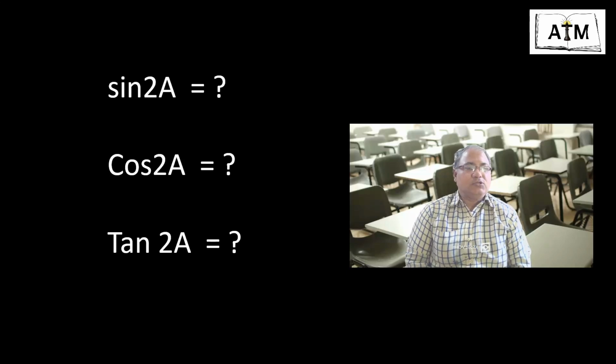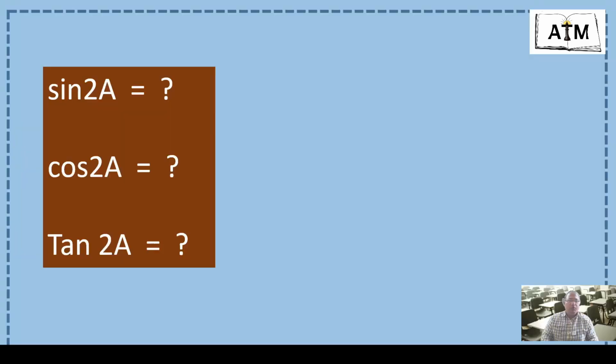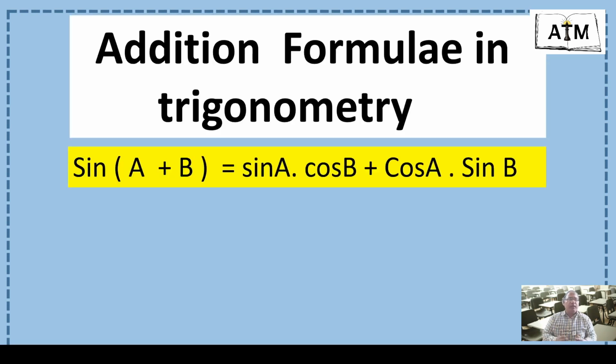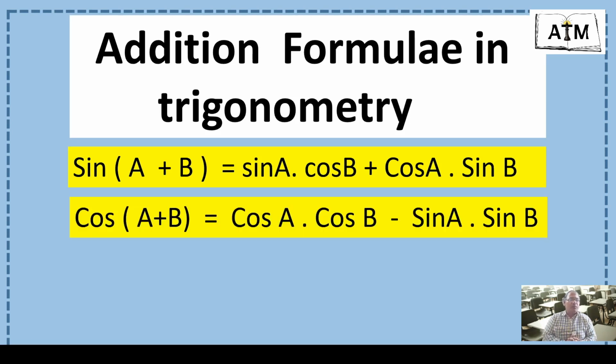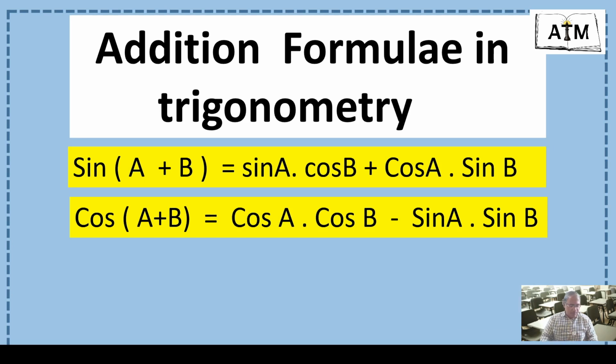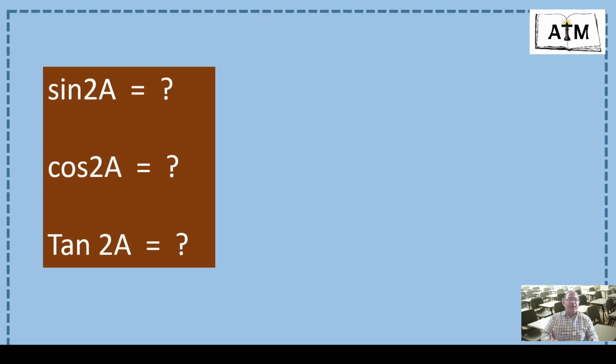Friends, in today's tutorial, let us develop formulae for sin2A, cos2A and tan2A. You see that if you want to get formula for sin2A, cos2A and tan2A, then you need to use addition formula in the trigonometry. What are these addition formulae? Sin of A plus B equals sin A cos B plus cos A sin B. Cos of A plus B equals cos A cos B minus sin A sin B. And tan of A plus B equals tan A plus tan B upon 1 minus tan A tan B. By using these formulae, we can find formulae for sin2A, cos2A and tan2A.